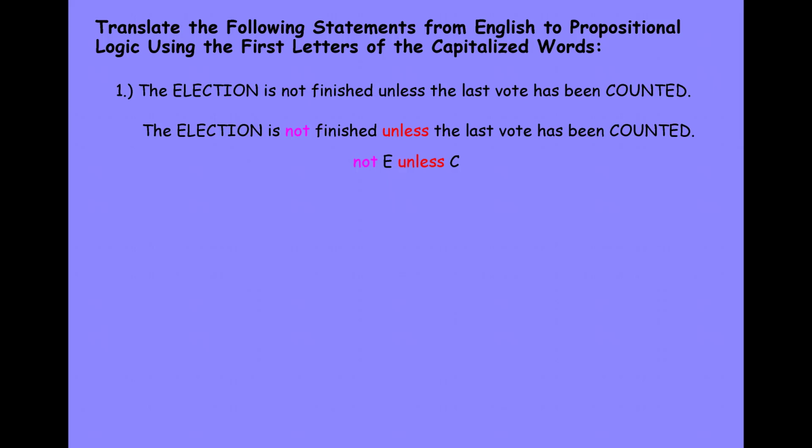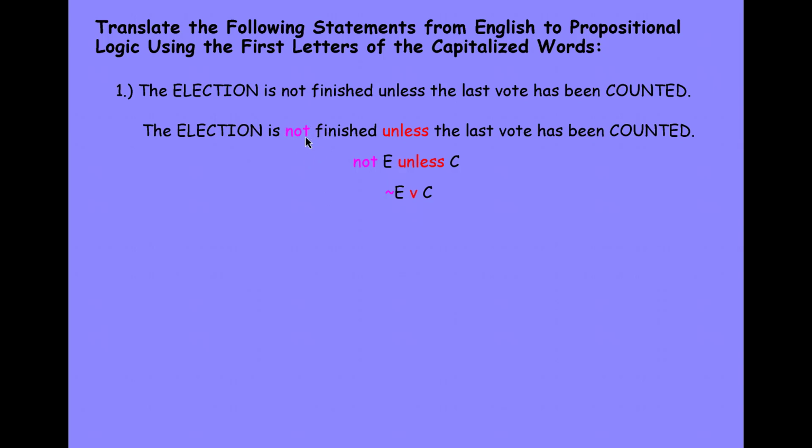Now I'll introduce the logical connectives that are correlated with these logical form words, and so I get tilde E wedge C. So now I want to make sure that I don't have to introduce parentheses to disambiguate the scope of the connectives. So if I did, I would put the parentheses around the disjunction, and it would be not the entire disjunction, E or C.